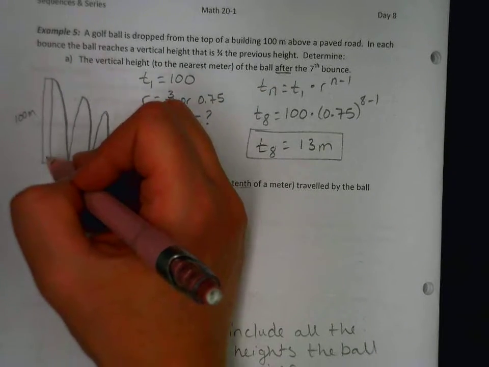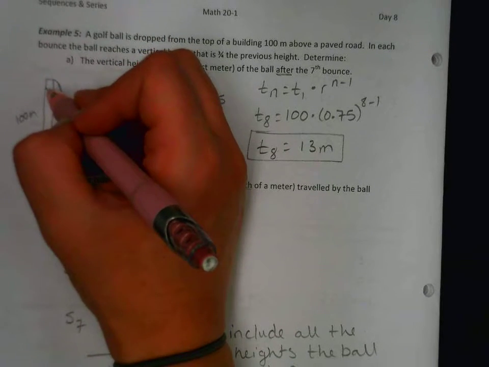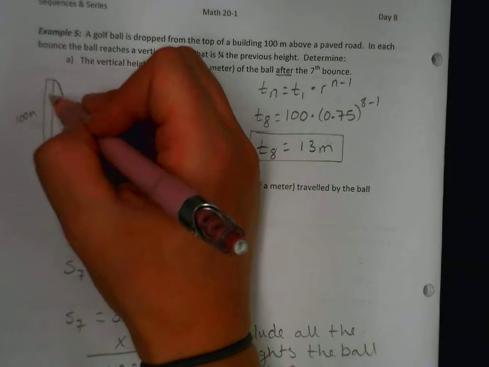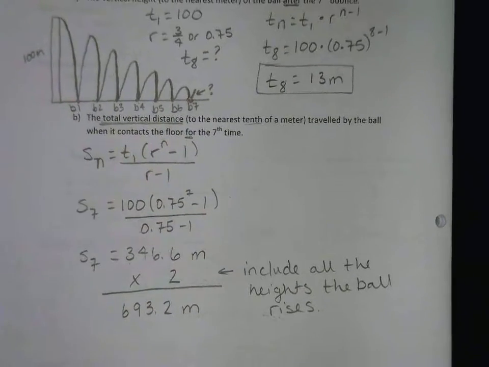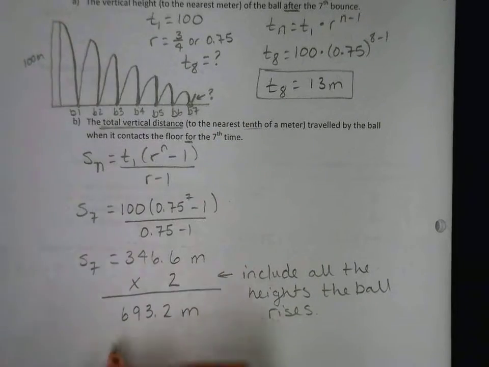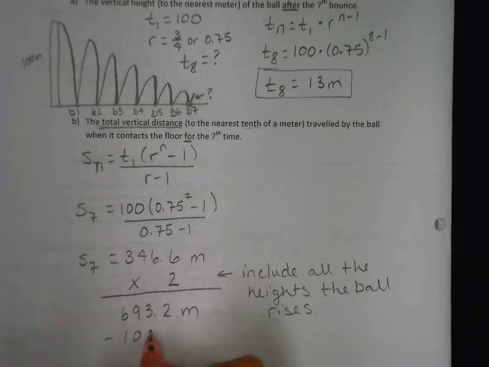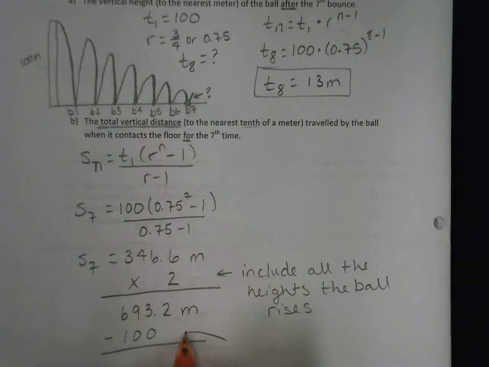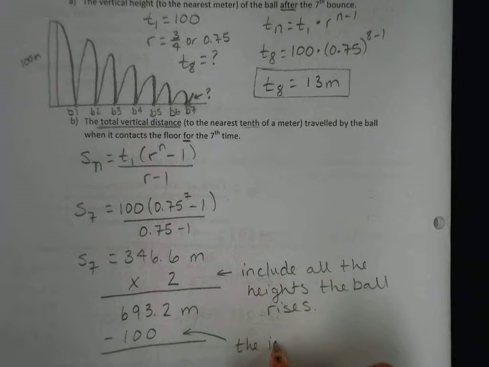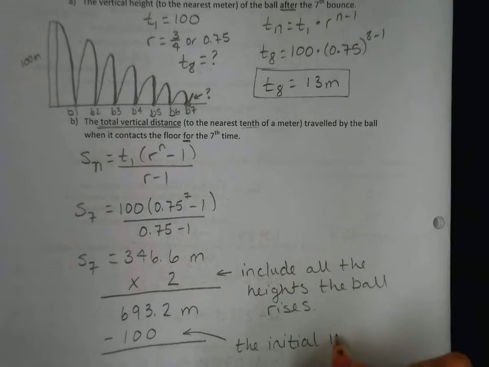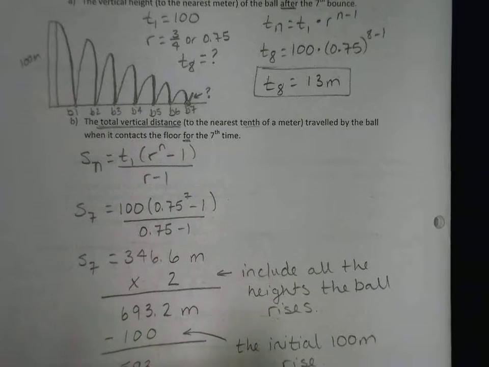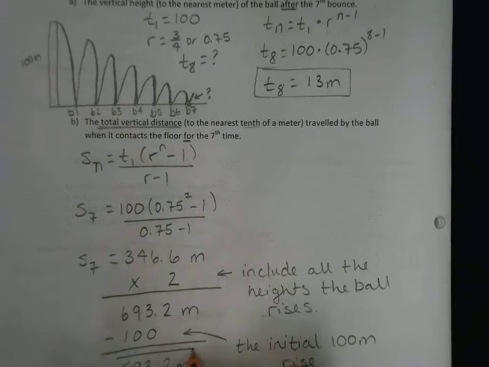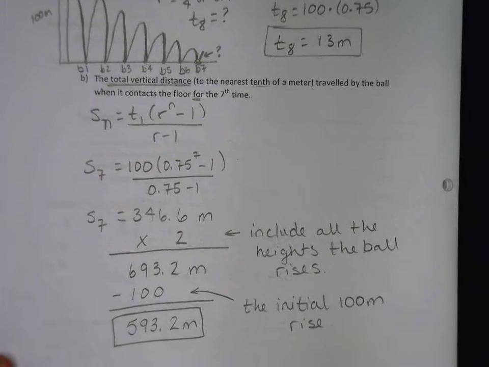All right, well, when we multiply this by 2, we're including all of these rises, but this number is also going to include the ball rising the initial 100 meters. And the ball didn't rise the 100 meters. We just initially dropped it from the 100 meter mark. So we do not want to include this initial 100 meter rise. So from that answer, we're going to subtract 100 meters to get our final answer. So our final answer should be 593.2 meters. That would be our total vertical distance.